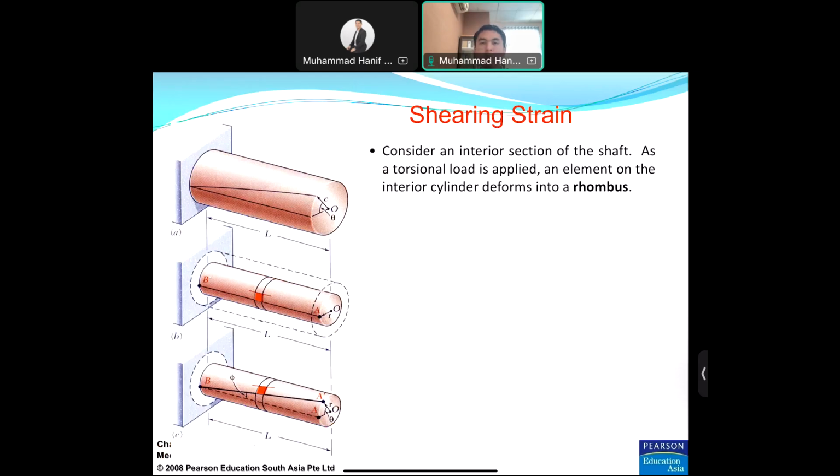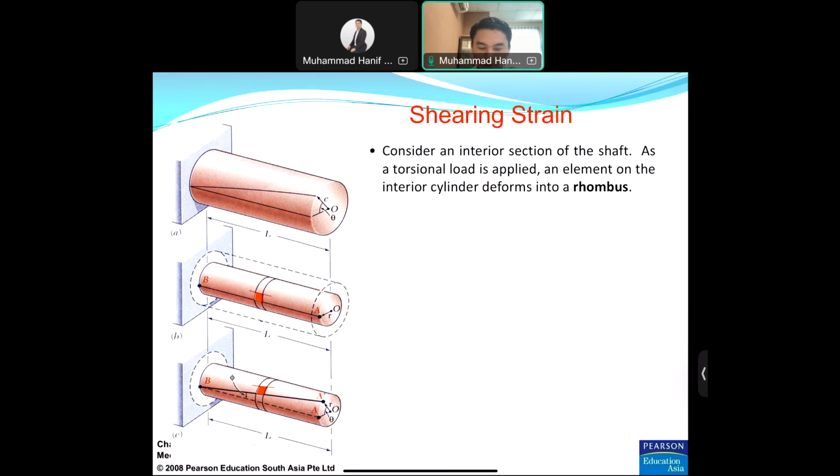Okay, when you have the stress, of course you can calculate the strain. In shearing, the strain is not the change of length. The strain is the change of angle. You learned in chapter 2 about strain, where we have strain as change in length and also change in angle. So in this case, the shearing strain answer will be an angle, not length. Not deformation.